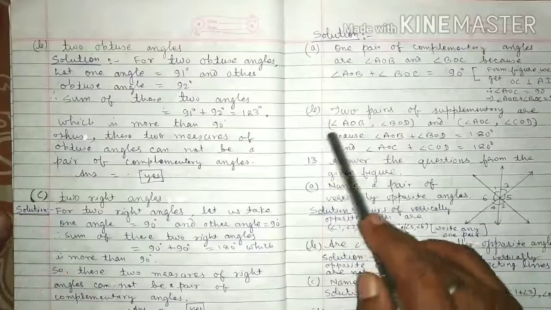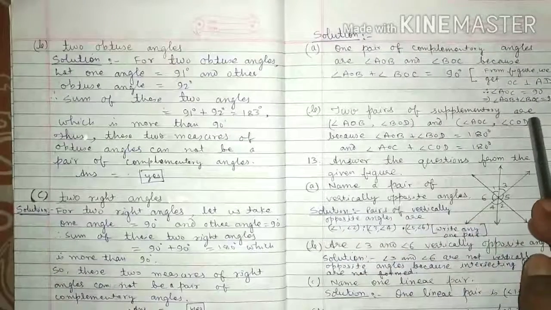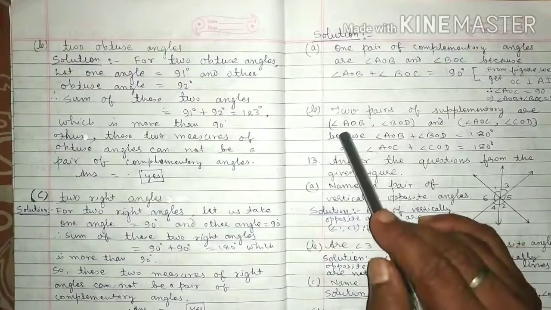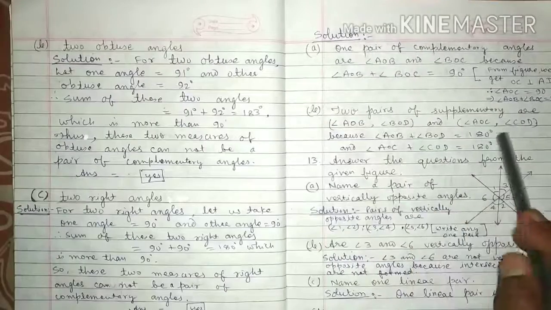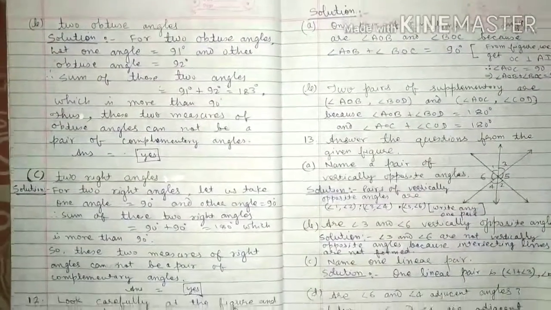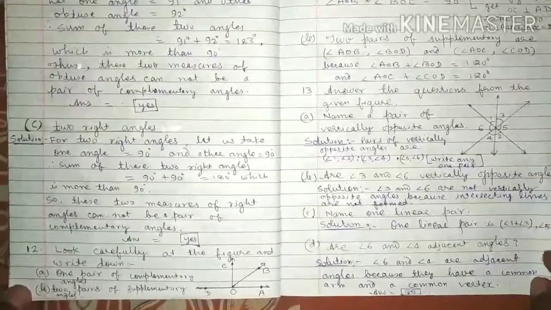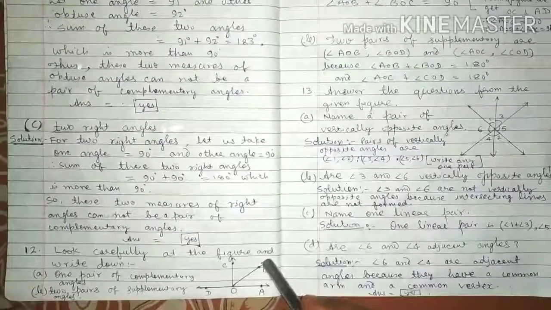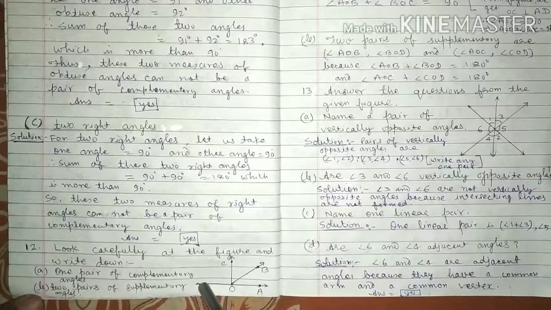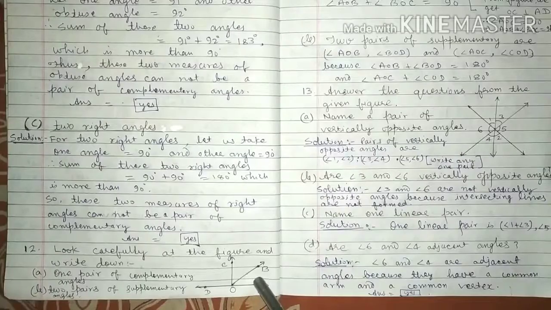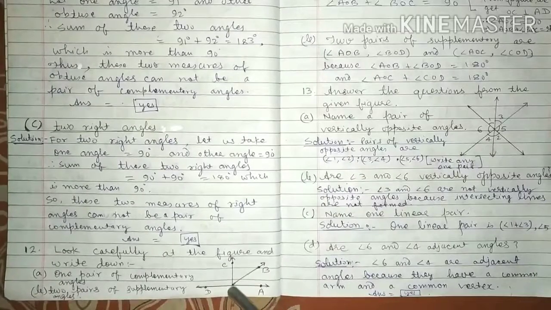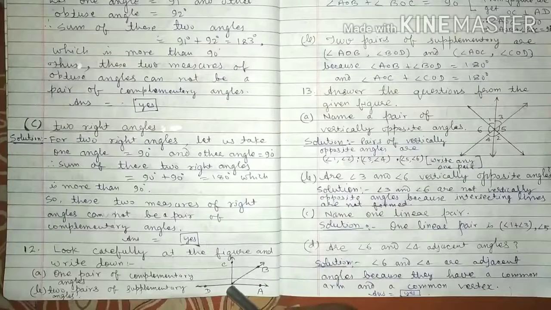This is the answer of question A. Now question B. Two pairs of supplementary angles are angle AOB, angle BOD, and angle AOC, angle COD. Here AOB and BOD. In these two angles, OB is common arm and O is common vertex.